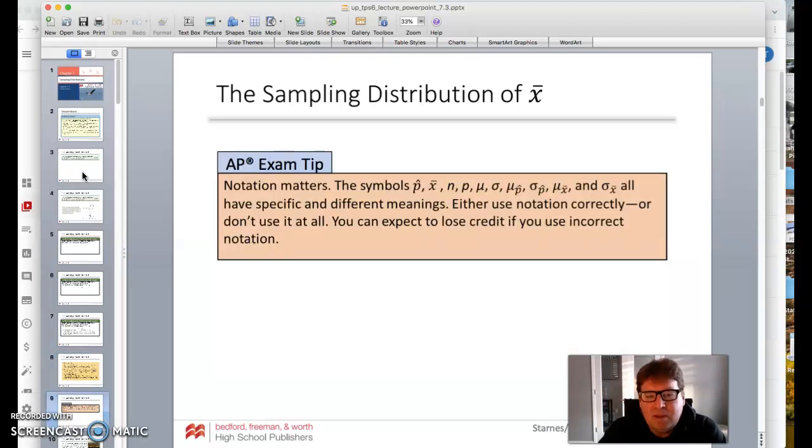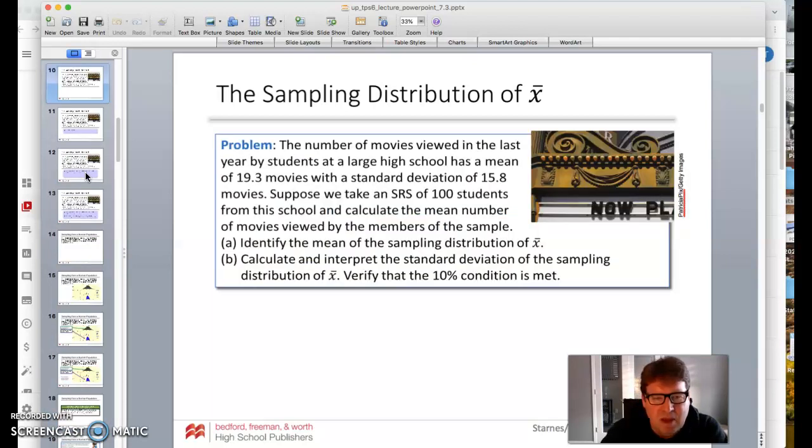Now, AP tip: make sure you're using appropriate symbols. Make sure you're using p hat, x bar, n, p, mu, sigma, all those. If you're not sure, don't use them incorrectly, but hopefully we get used to those.